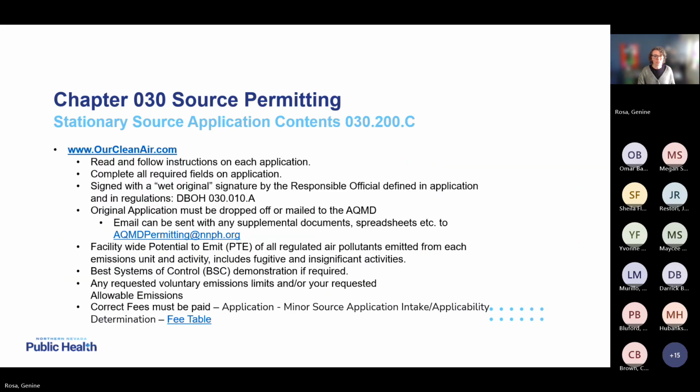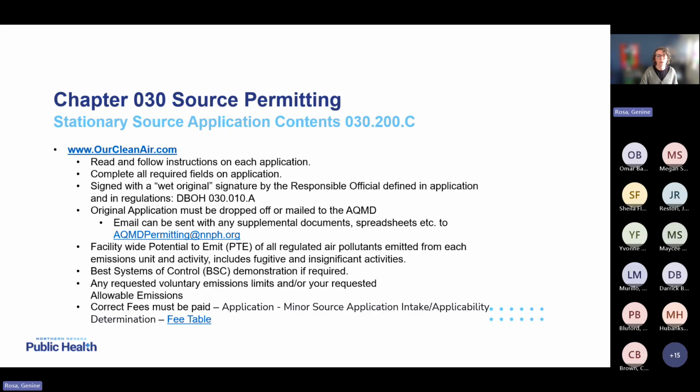So, some highlights from a complete application and what should be on your application. My biggest piece of advice is to read and follow the instructions on the application. They're pretty thorough. Refer also to our regulations, chapter 030. I will take you to both these places in a moment and show you where all this information is. Actually, we'll just go there right now. So this is our website, ourcleanair.com.